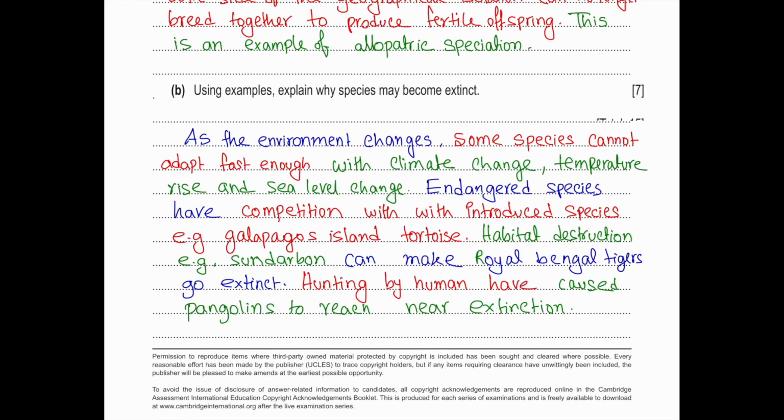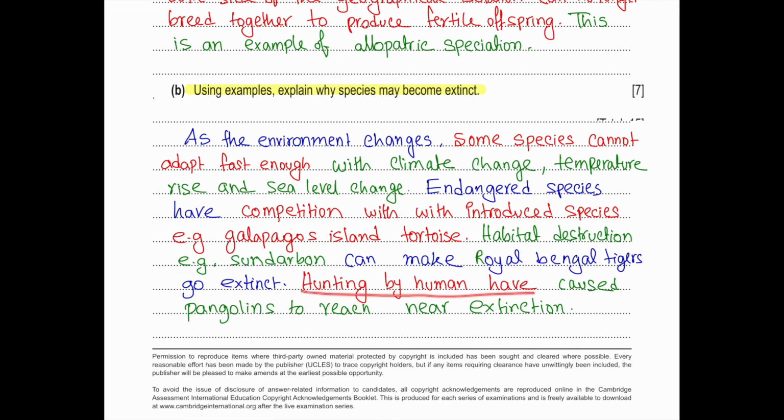10B. The question says, using examples, explain why species may become extinct. As the environment changes, some species cannot adapt fast enough to climate change, temperature rise, and sea level changes. Endangered species face competition with introduced species. Example, the Galapagos Island tortoise had competition with introduced species like rabbits and goats. Habitat destruction. Example, in the Sundarbans, it can make Royal Bengal tigers go extinct.